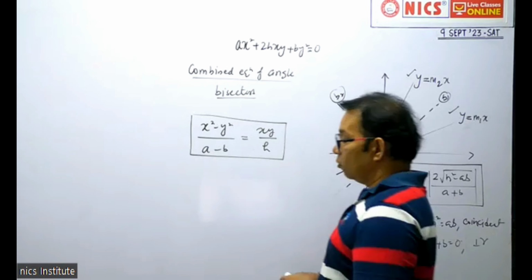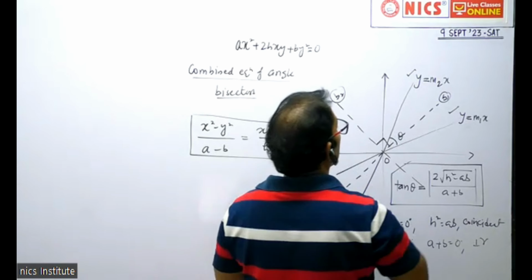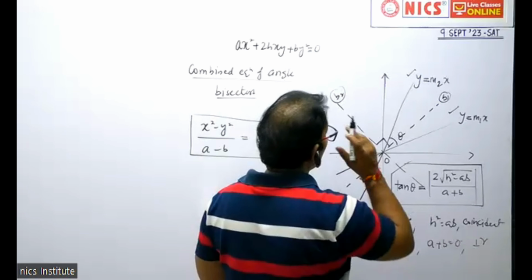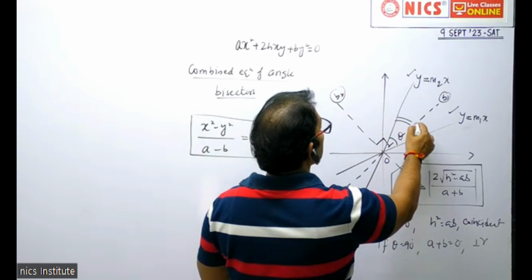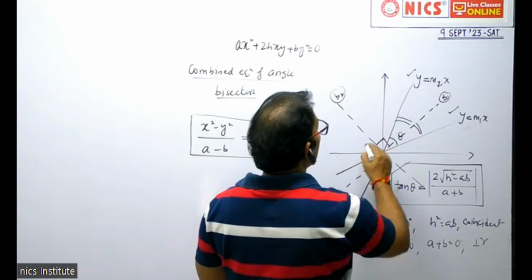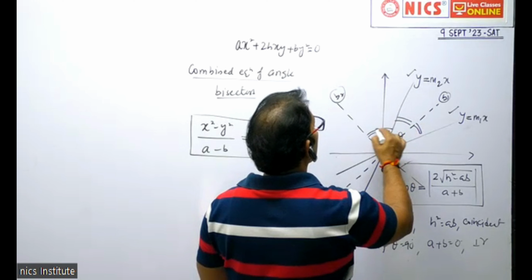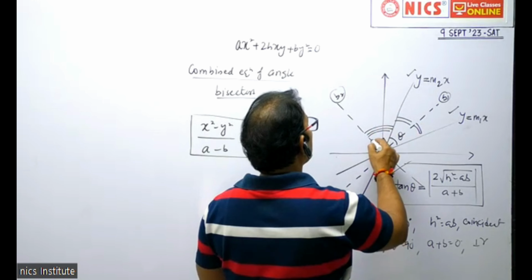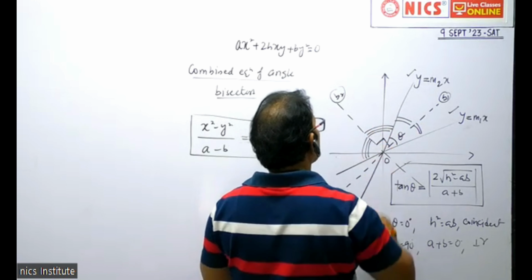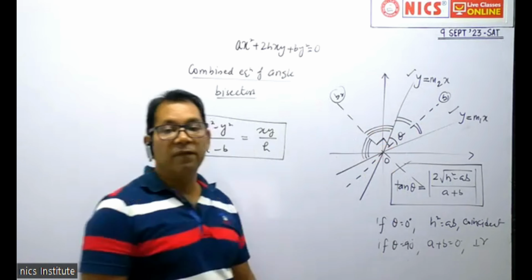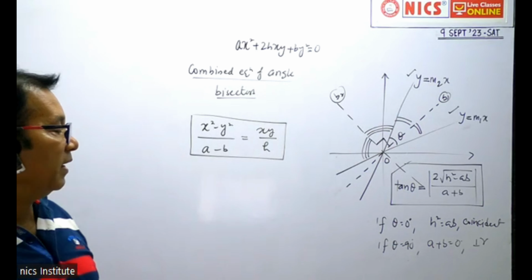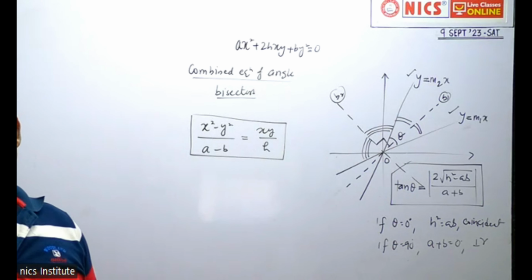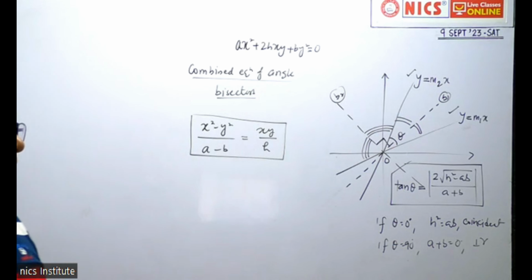Angle bisectors are also the lines which are equally inclined with the two given lines. For example, B1 is equally inclined with this and with this. Similarly, B2 is equally inclined with this line and with this line. So sometimes they also give you an equation indirectly: find the equation of those lines which are equally inclined with the two given lines. The angle bisectors are those lines which are equally inclined.